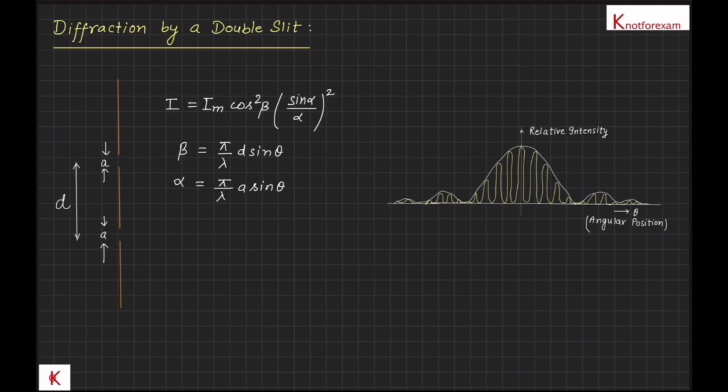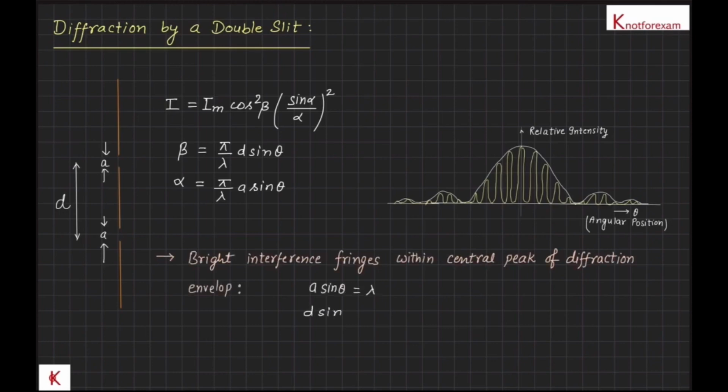Also, we can find the number of bright interference fringes within the central peak of the diffraction envelope. For first diffraction minima, a sin theta is equal to lambda, and for the nth interference maxima at angular position theta, d sin theta is equal to n lambda. Therefore, n is equal to d upon a, and the total number of bright interference fringes within the central peak of the diffraction envelope is equal to twice the greatest integer n.